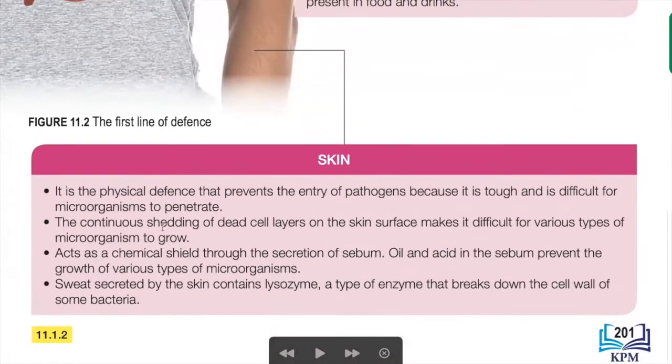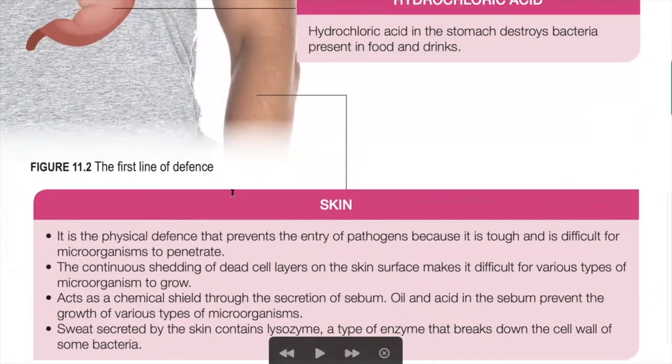And the last one is skin. So this is our skin. So our skin is a physical defense that prevents the entry of pathogen because it is tough and it is difficult for microorganisms to penetrate.